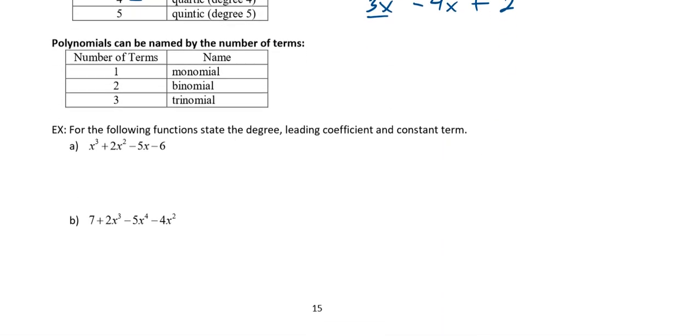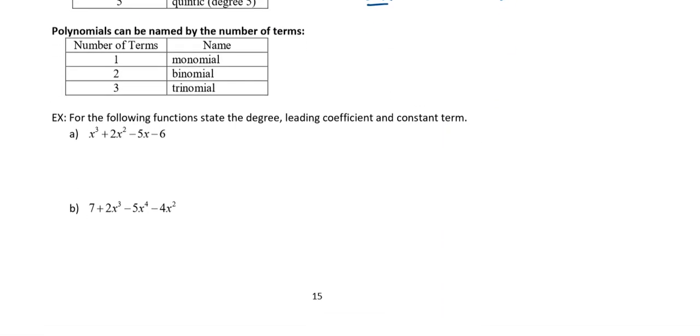All right. So for the following functions, state the degree, leading coefficient, and constant term. Just for the sake of time, because I think you guys will be fine with this, let's just talk about it here. What would the degree of this polynomial be? 3. Great.